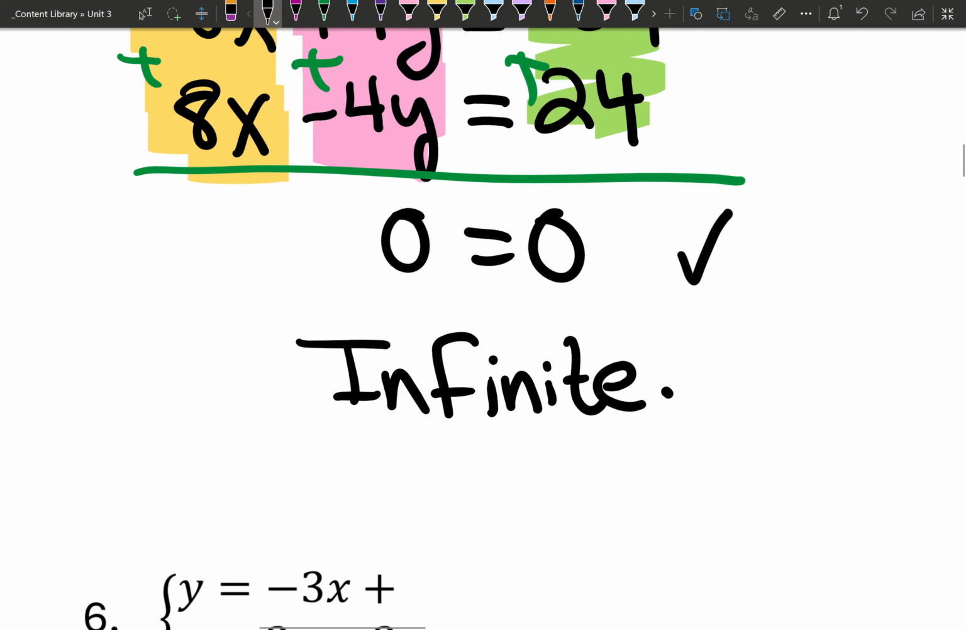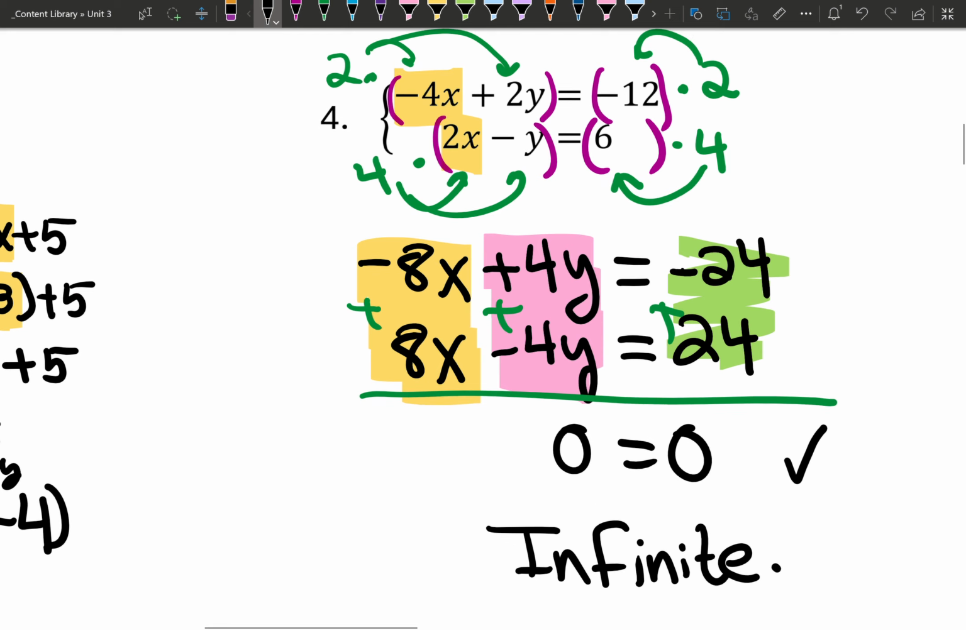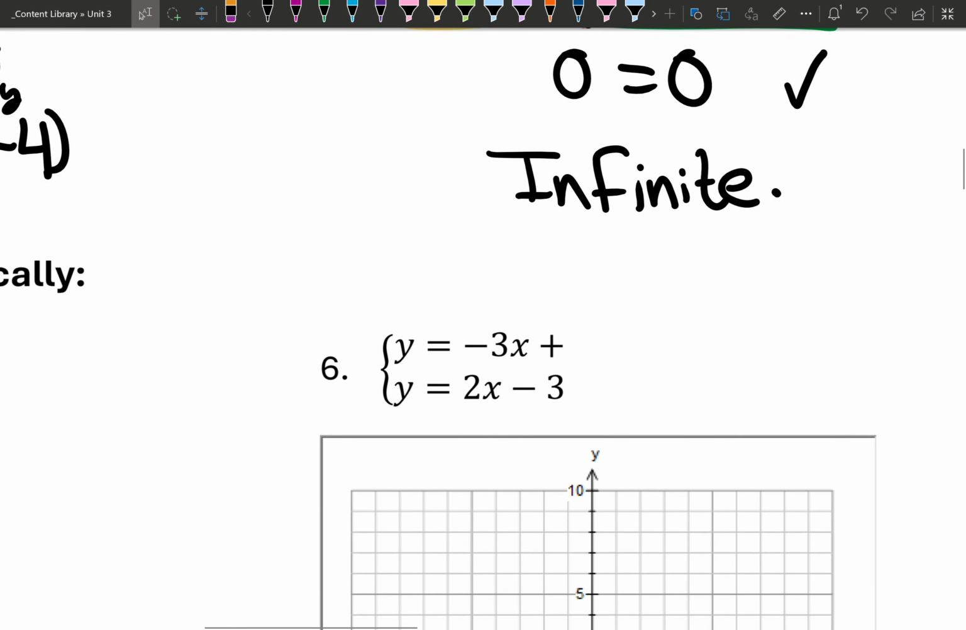And don't worry, we will absolutely get a chance to practice regular linear combination that have no solution or infinite solutions a little later. Okay.